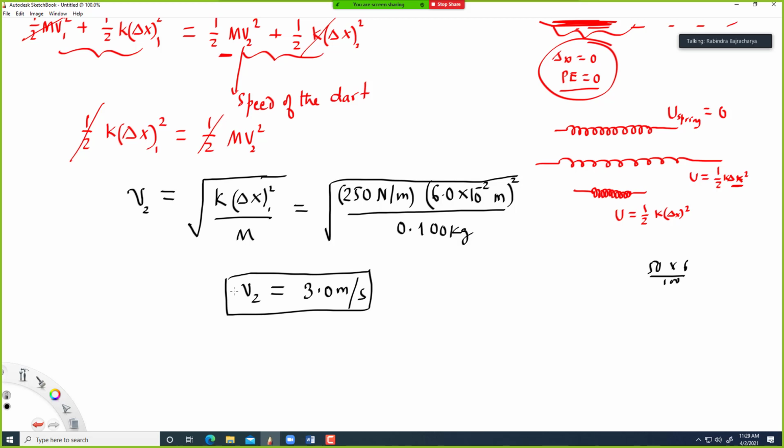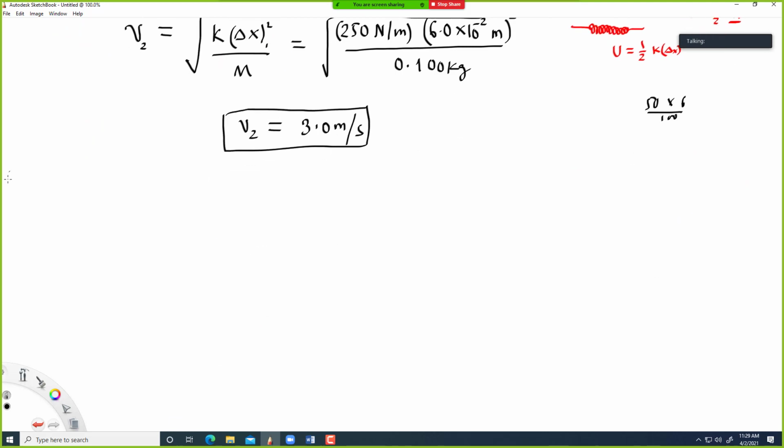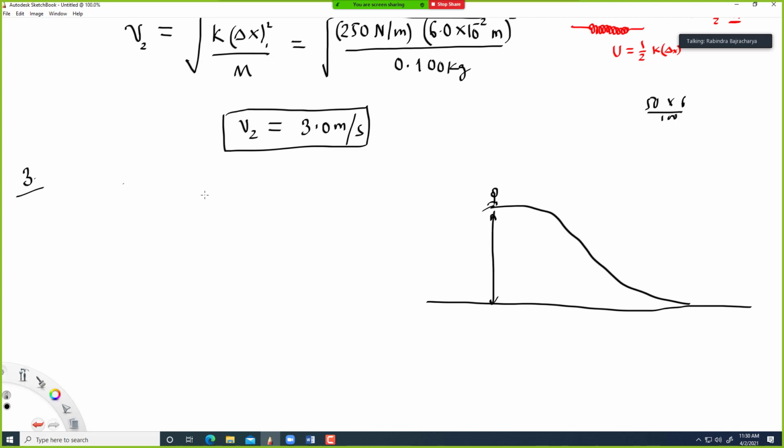Okay, now let us look at the next one. Number 3. At the county fair, Katie tries the water slide, whose shape is shown in the figure. The starting point is 9 meters above the ground. So this starting point, the initial height, is 9 meters.